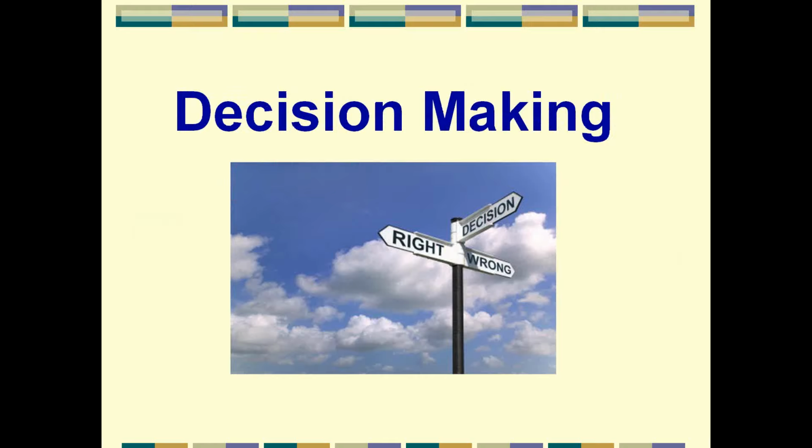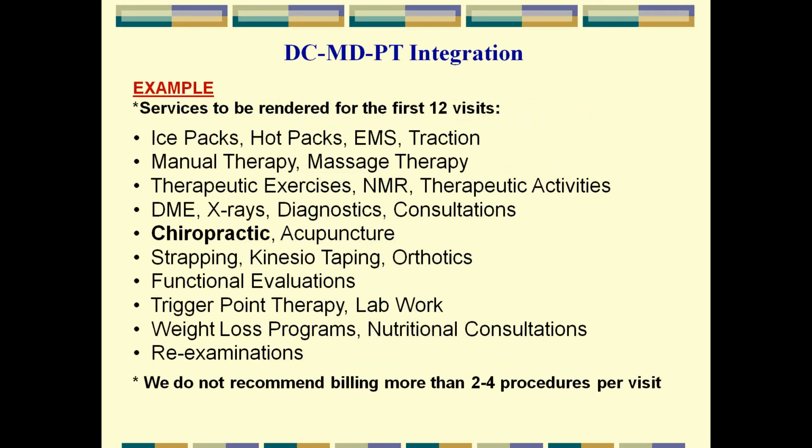Now, when it comes to decision-making, so you did a history on a patient, you did an exam, took x-rays, now what? This is part of decision making. This is a key component when billing new patient codes. What are you going to do? Here are some of the choices. You may do ice, heat, EMS, traction, manual therapy, massage therapy, therapeutic exercises, neuromuscular reeducation, therapeutic activities.